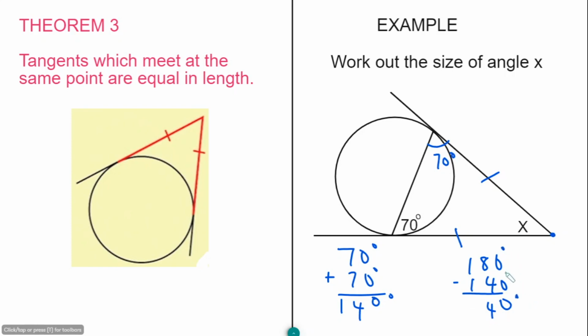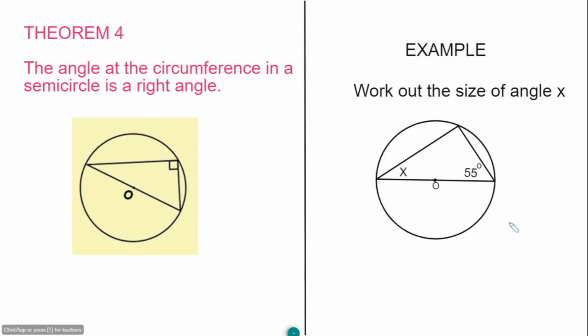Okay, well, that's very easy to find. So angle x is definitely going to be 40 degrees. I hope you really see this was very easy to work out, right? Okay, now moving on to theorem number 4.